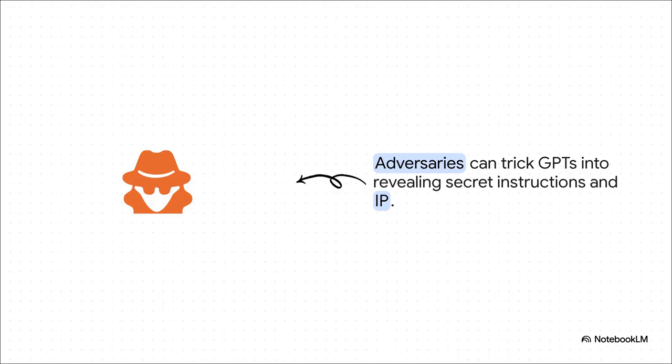Building responsibly also means you have to think like a security expert. Those system prompts you write, that's your secret sauce, your intellectual property. And believe me, people are out there right now cooking up clever ways to trick your model into spilling its guts and revealing those core instructions.